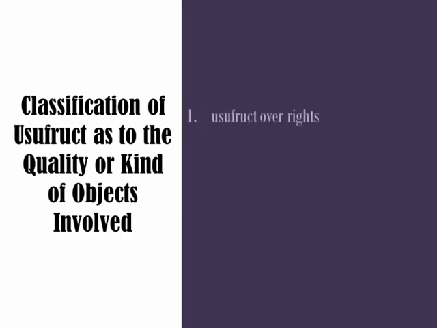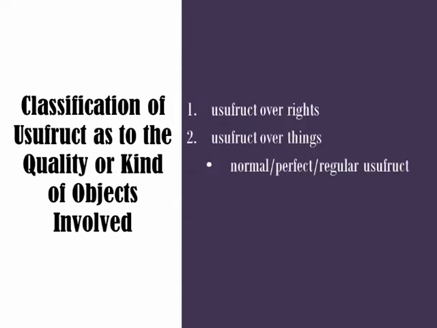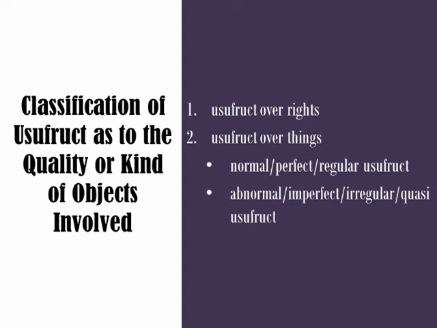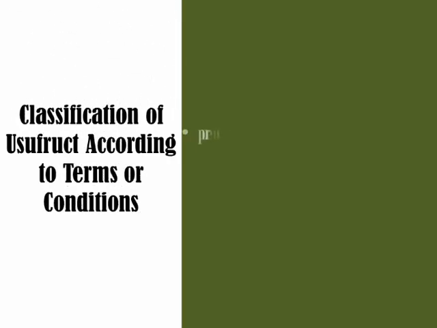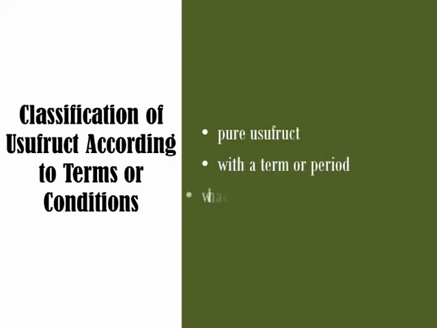The third classification is as to the quality or kind of objects involved. It could be usufruct over rights or usufruct over things, further classified as normal, perfect, regular usufruct, which involves non-consumable things, and abnormal, imperfect, irregular, quasi-usufruct, which involves consumable property. The last classification is according to terms or conditions. Pure usufruct if no terms or any conditions. Mahal ka niya dahil mahal ka niya. Yun na yun.